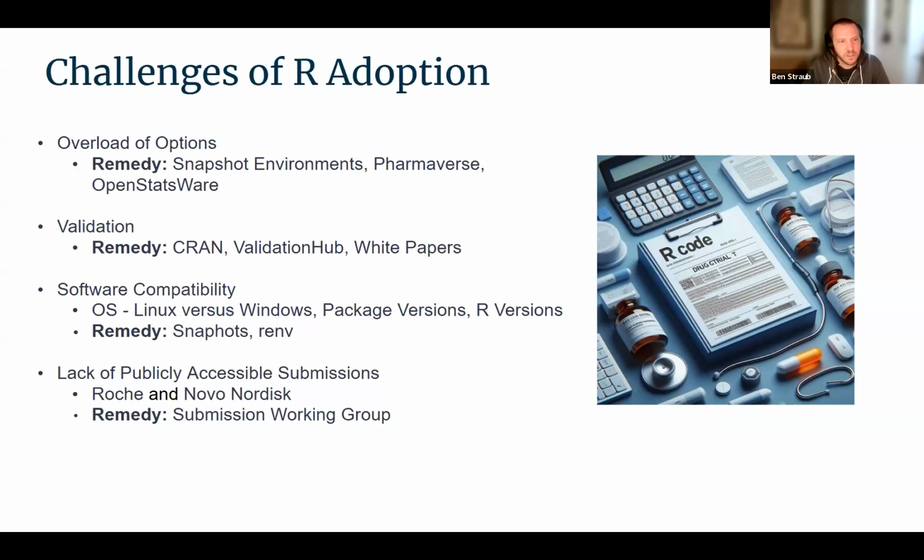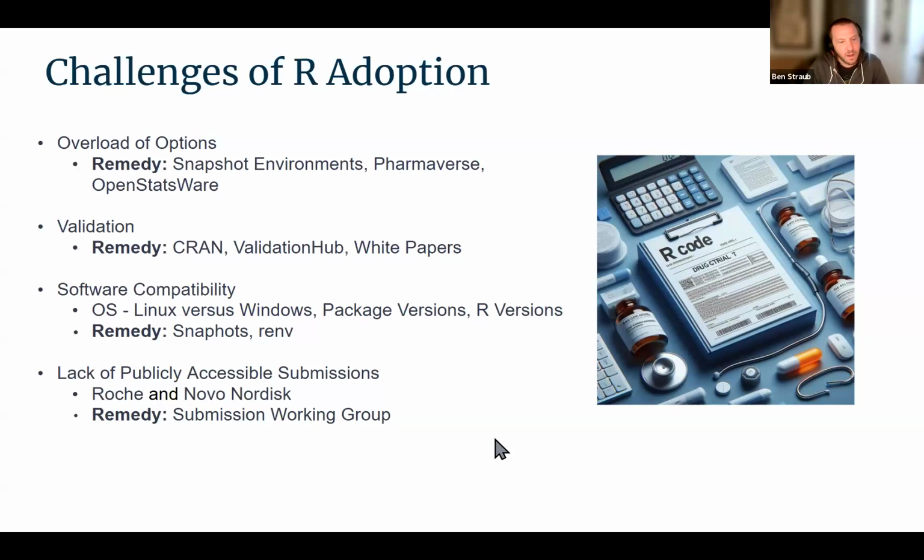Another big challenge, not only with the options, but just the software compatibility. A lot of programming and stats departments at the different pharma companies use Linux, whereas the FDA uses Windows on their machines. So that can be a bit of a challenge. How do you get around that? How do you get around all the package versions that are coming out constantly? It is great to see things being built and reimagined and iterated, but the versioning can be a pain point.